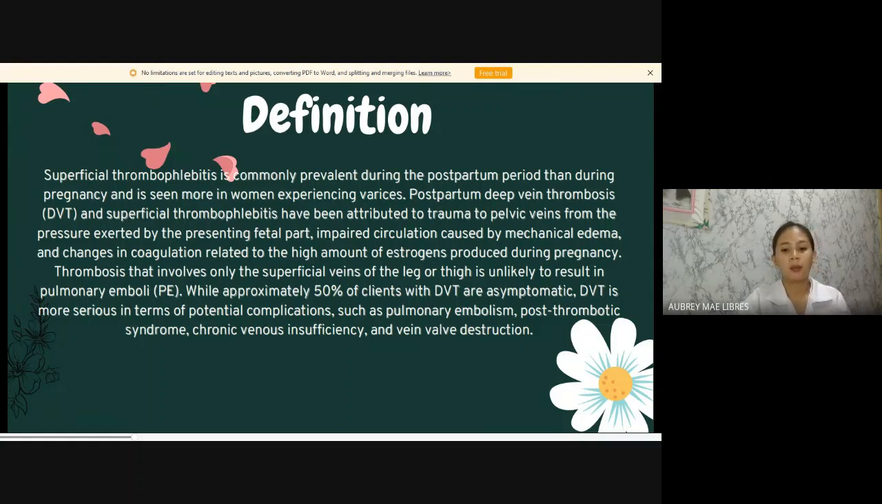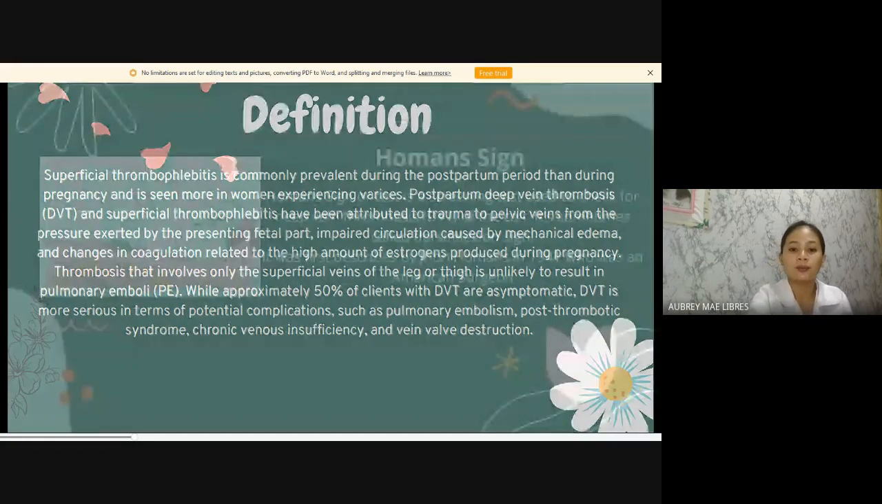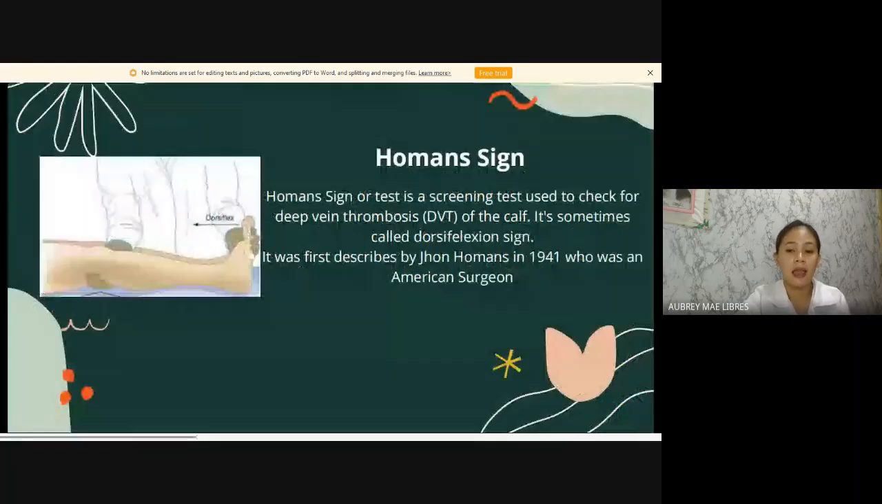Superficial thrombophlebitis involves only the superficial veins of the leg or thigh and is unlikely to result in pulmonary emboli, or PE, while approximately 50% of clients with DVT are asymptomatic and it is more serious in terms of potential complications such as pulmonary embolism, post-thrombotic syndrome, chronic venous insufficiency and vein valve destruction. So, Homans sign is a screening test used to check for deep vein thrombosis, which is the DVT of the calf.